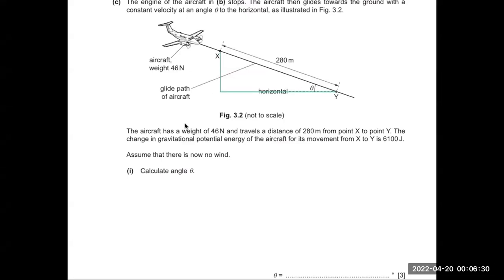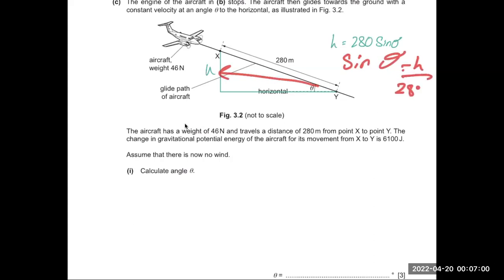Now, when the aircraft moves from X to Y, the change in gravitational potential energy occurs due to this change in height. If I ask you, this is 280, this is theta, what is h? You know that h is equal to 280 sine theta, because sine theta is equal to opposite upon hypotenuse, h upon 280.